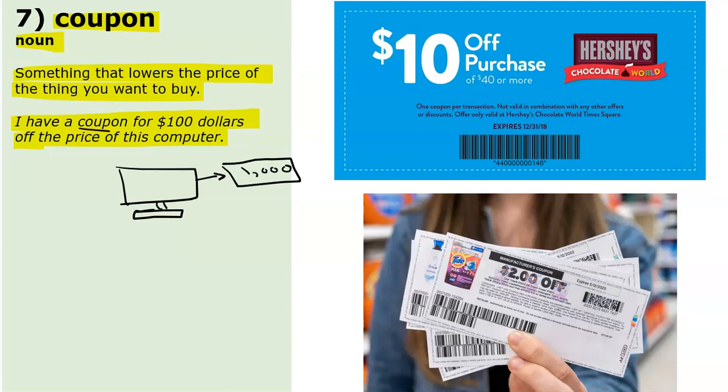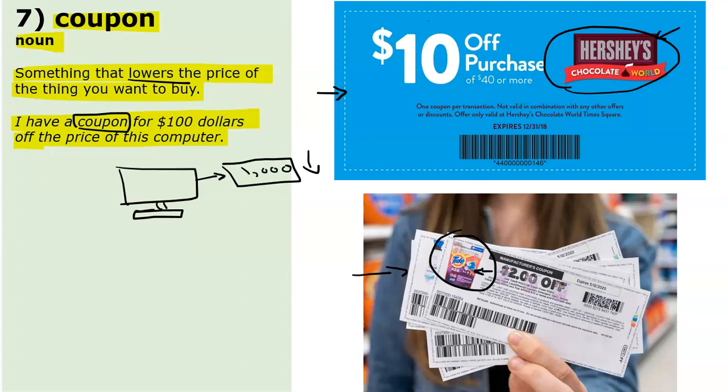If you have a coupon, it is a special thing that lowers the price. So this price will go down. And coupons look like this. They're usually a piece of paper and there is a picture of the thing that the coupon is used for. So this coupon here is used for some washing detergent. This coupon is used for chocolate.